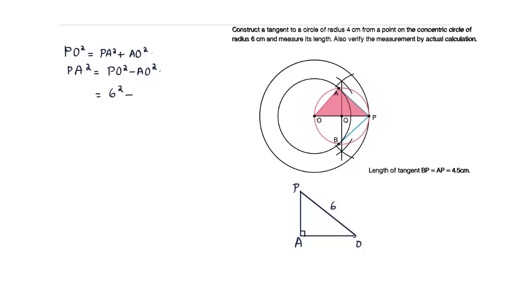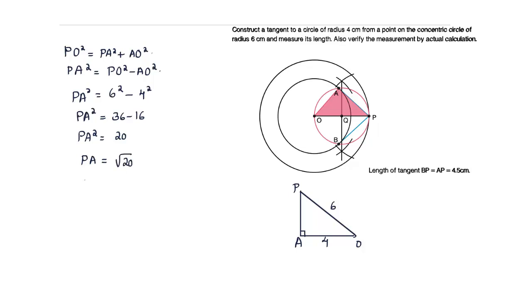AO is the radius of the inner circle. And what is the radius? You can observe in the question, it is 4 centimeters. So 4 square. Now let us find the value of PA square first. So 36 minus 16. So PA square is equal to how much? 20. And we don't want the value of the square, we want the value of PA actually. That is the tangent. So square root of 20.